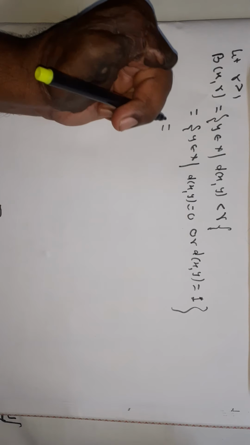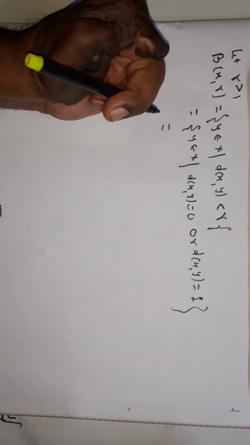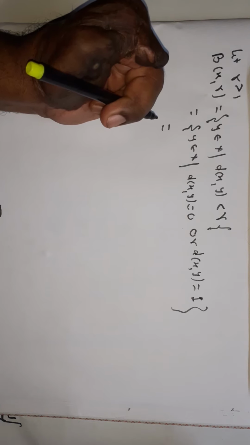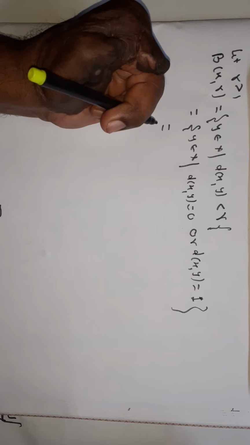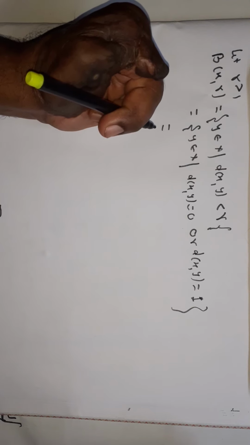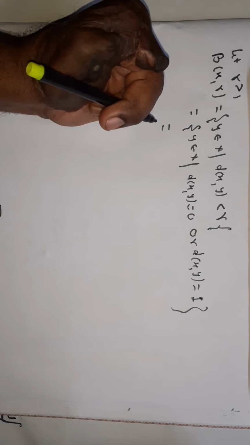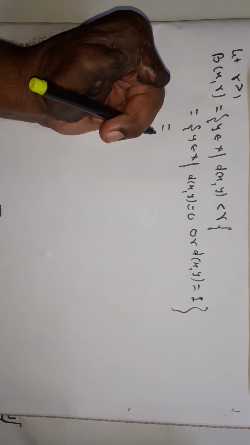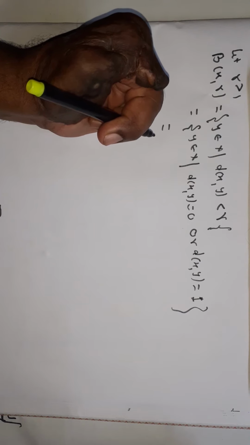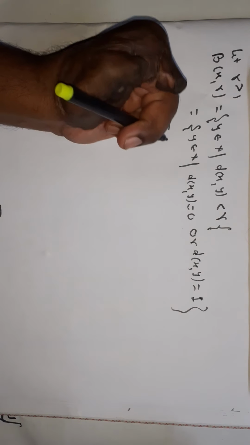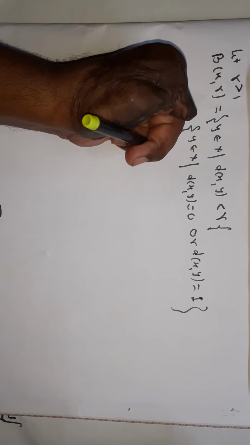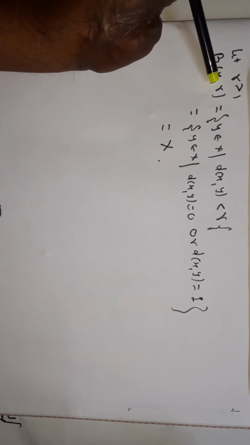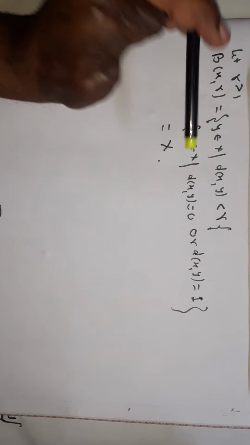Now in a discrete metric space only two values of distances are there. One value of distance is 0 and the other value of distance is 1. If we consider any two points of the metric space, then either they are separated by distance 0 or they are separated by distance 1. Therefore, this set is the whole X. Therefore, if r is greater than 1, then ball x, r is equal to X.